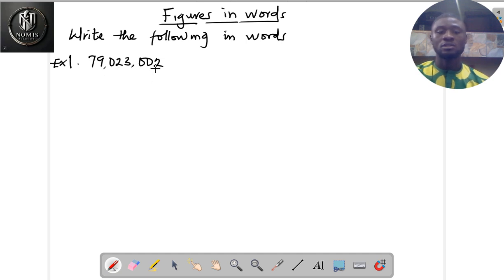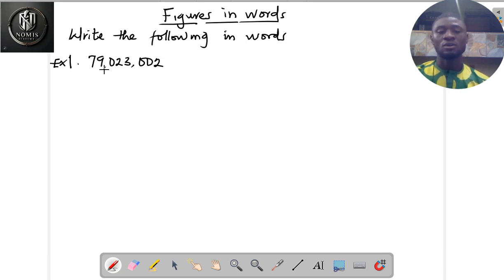79,023,002 says that the place value of each of those digits, beginning from 2, is units, and this 0 is tens, this is 100, this is 1000, this is 10,000, this is 100,000, this is million, this is 10 million, and if you have more digits, you can continue to name the place value of each of the digits in this number. So this place value will help us to write this figure in words.